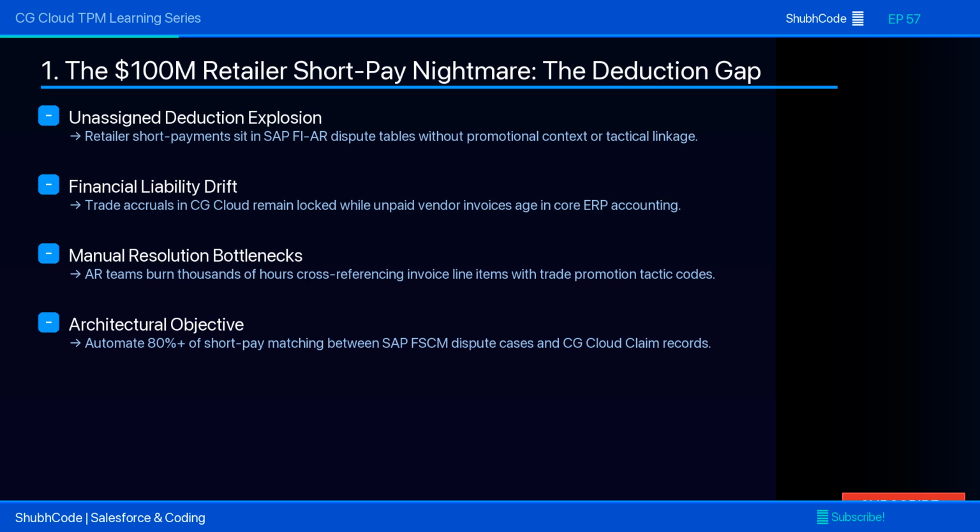In SAP S/4HANA, this open item gets tossed directly into dispute management as an unassigned deduction case. Meanwhile, over in Salesforce CG Cloud, your trade account manager has set up planned promotion tactics and accrued funds sitting in dynamic balance tables. If these two worlds don't talk to each other in real time, your cash flow freezes, your trade balance sheets become wildly inaccurate, and your finance team gets buried in manual spreadsheeting. Today, we're building the automated architecture that bridges this exact financial canyon seamlessly.